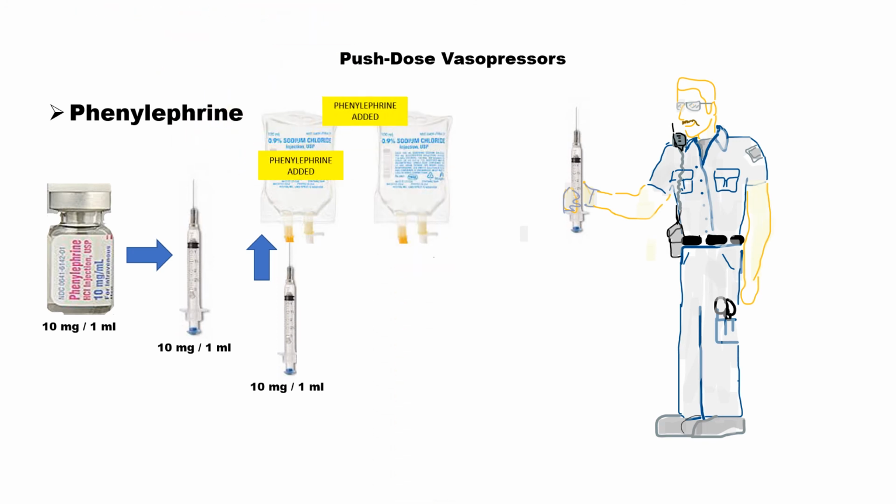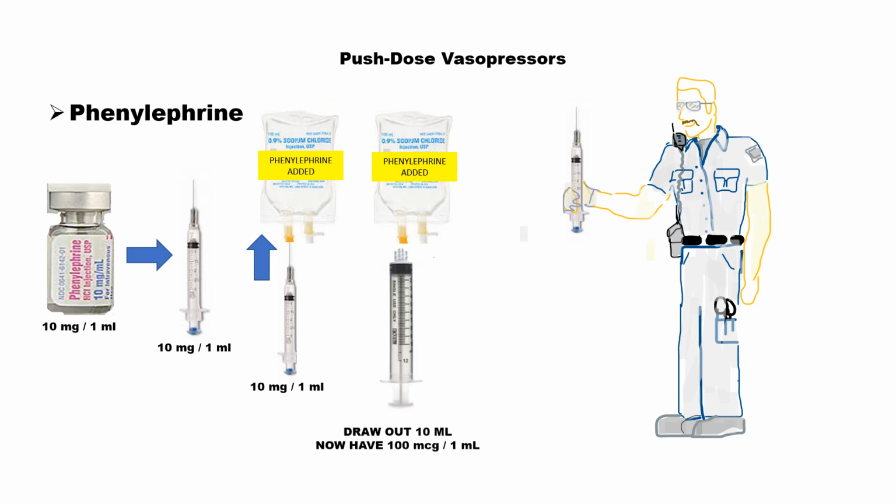Take that same bag, utilize a 10 or a 12 milliliter syringe and needle, and withdraw 10 milliliters from the bag. You now have 100 micrograms per milliliter. Make sure that you label that syringe so someone doesn't confuse it with a normal saline flush.